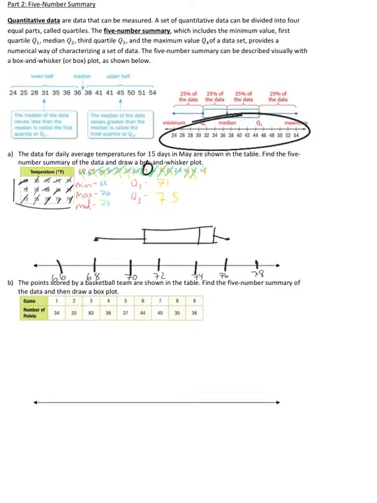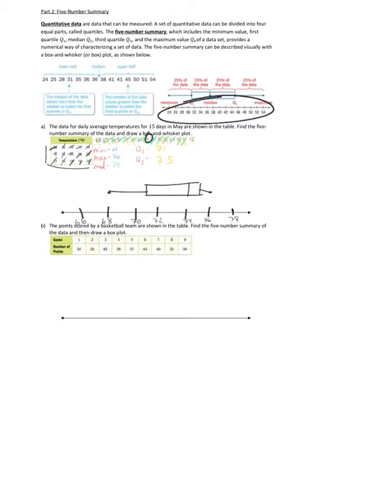So again, we could talk about quartiles. 25% of the data is here, 25 is here, 25 is here, another 25 is there. I'd like you to do B on your own, and then we're done. Good luck.